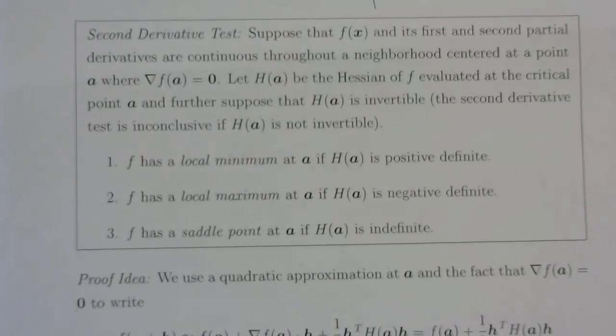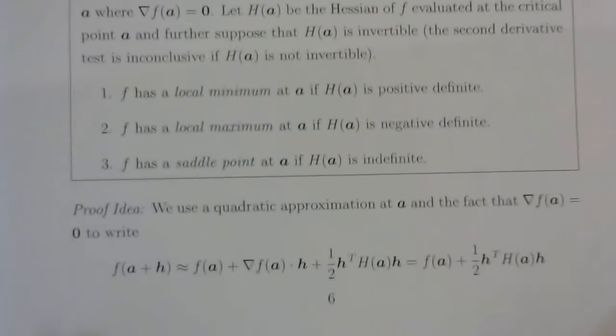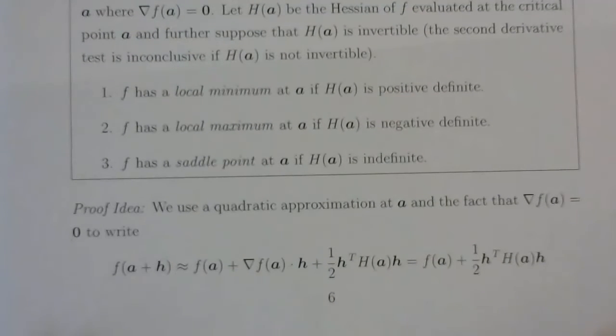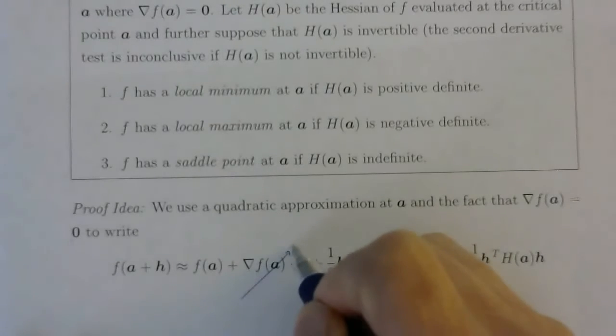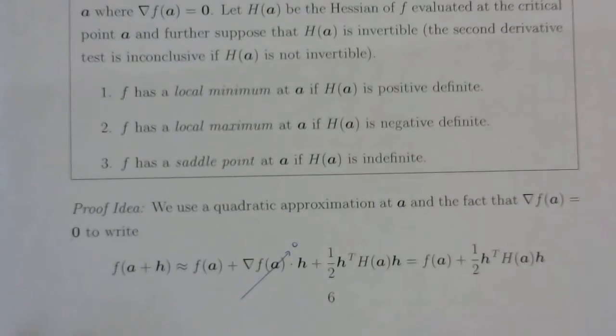So we won't go through a proof of this, but the idea of the proof is this. If I do the quadratic approximation at A for f of A plus h, so some perturbation, some point near A, it looks like f at A plus the gradient at A dot h plus 1/2 h transpose times the Hessian times h, right? But I know that the gradient is 0 at A because we're at a critical point. So all I get is something that looks like this.